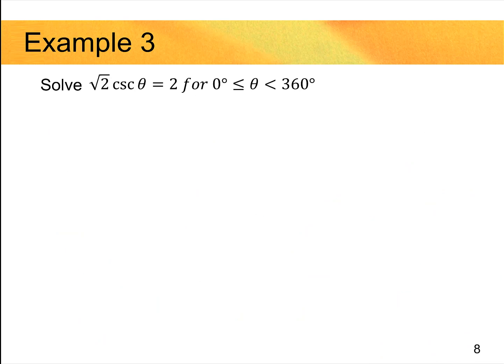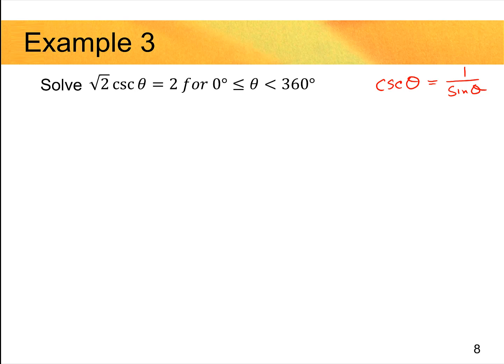Example 3 introduces a little bit different concept. It's called clearing the denominator. So this is a little bit different. So let's go for it here. So examples 3 and 4. We are still going to use our identities, but think back to what we have as an identity. Cosecant theta. Cosecant theta is equal to what? It is equal to 1 over sine theta. Okay, that's what we're going to play with right there.